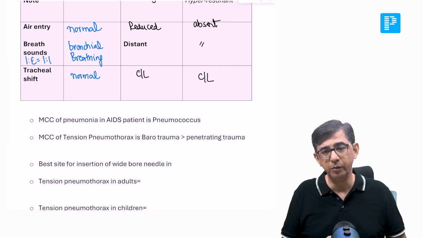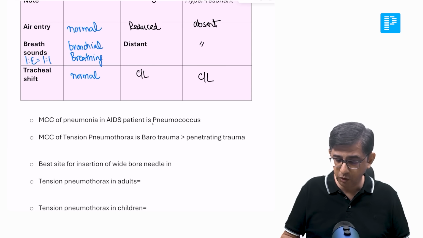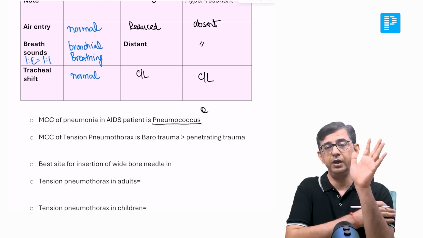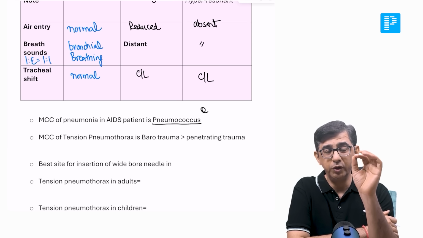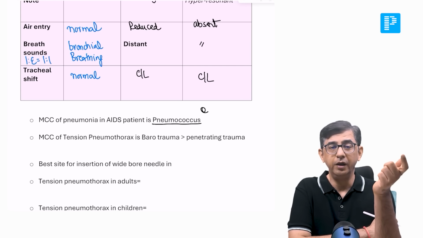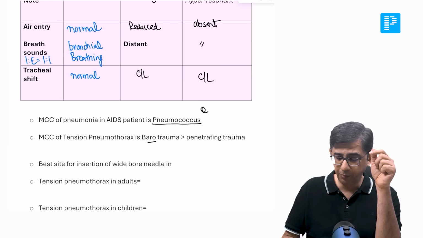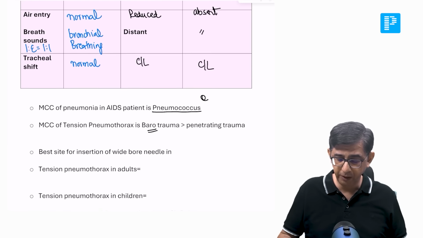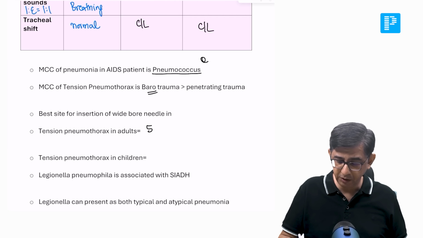The overall most common cause of pneumonia in an AIDS patient is not Pneumocystis jirovecii, guys. It is pneumococcus. It is not jirovecii. Even if the CD4 count is low, even then it is pneumococcus, because an AIDS patient is also living in the community. The leading cause of tension pneumothorax is not penetrating trauma. It is barotrauma.